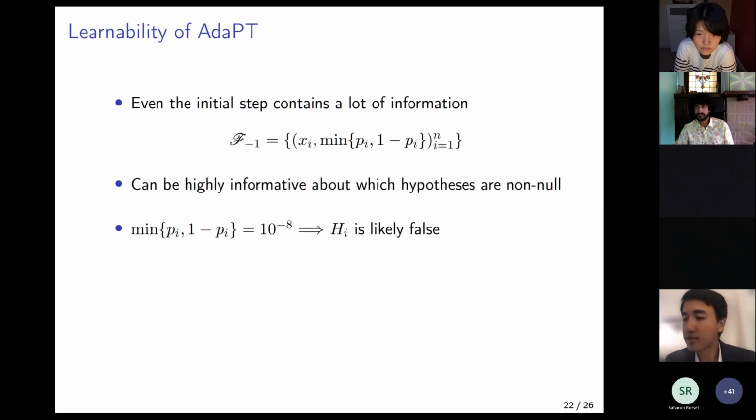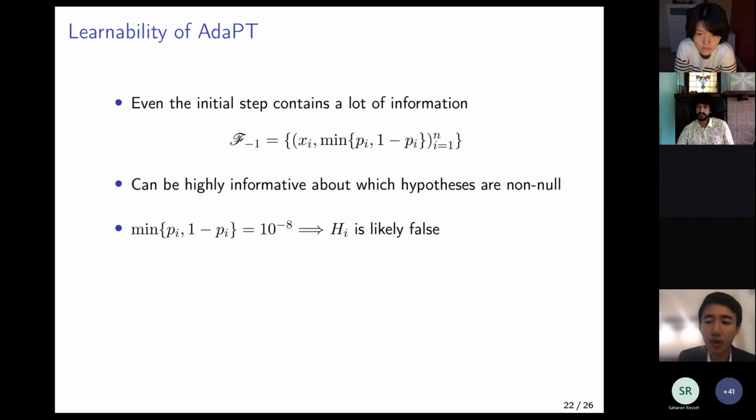So in the last few minutes, I'm going to briefly talk about why you get very stable local FDR estimates. Recall that we use these partially masked p-values. So even in the initial step, we can observe all the covariates and the minimum of p and 1 minus p. So this is already a lot of information.